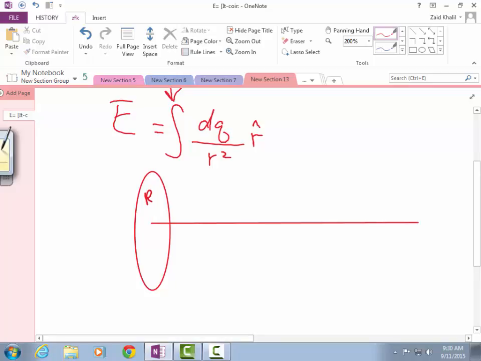And you want to find it at some point x. Notice I used capital R to describe the radius. So how can I find the electric field?